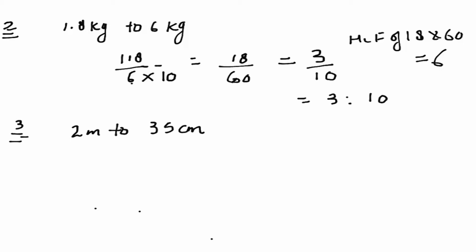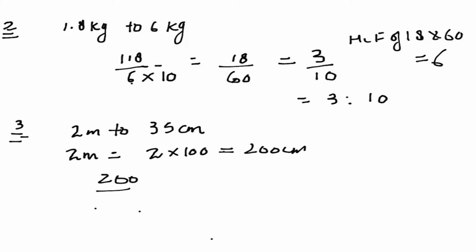So it means we will convert either meter to centimeter or centimeter to meter. Here we are converting 2 meter to centimeter. As 1 meter is equal to 100 centimeter, we will multiply it with 100. So we will get 200 centimeter. Now we can write it as 200 divided by 35.